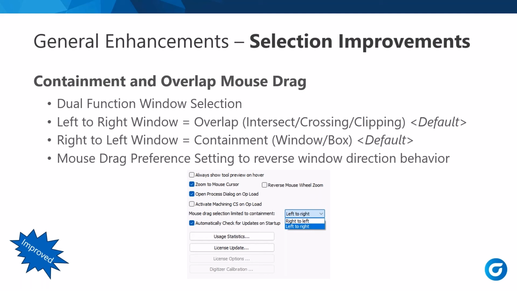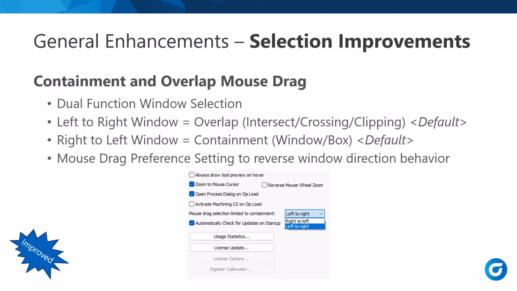But now you can also drag a window from right to left, and now it will be exclusively items that are fully contained in that window. Just intersecting or overlapping isn't good enough. The entity has to be fully contained. And this is very helpful when you're doing other selections, like maybe even faces of holes on the solid or that kind of thing. You want to do a select, but you don't want to select all those other faces around it.